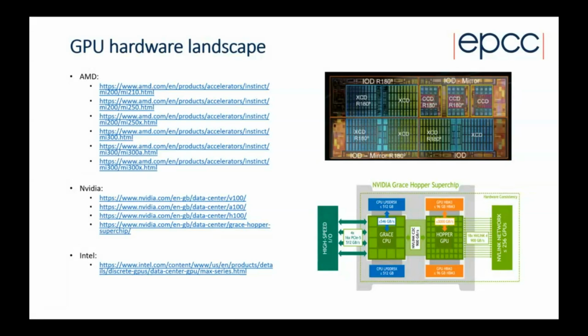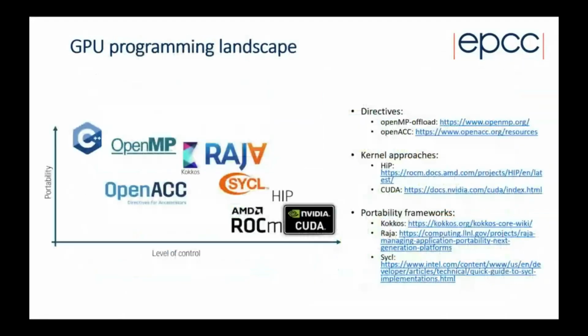Intel, while they're no longer developing a future line of products at this stage, as far as I'm aware, the Max series GPU did go into systems like Dawn down in Cambridge, and Aurora was an exascale computer based at Argonne National Lab in the US. So a very large deployment of Intel GPUs.